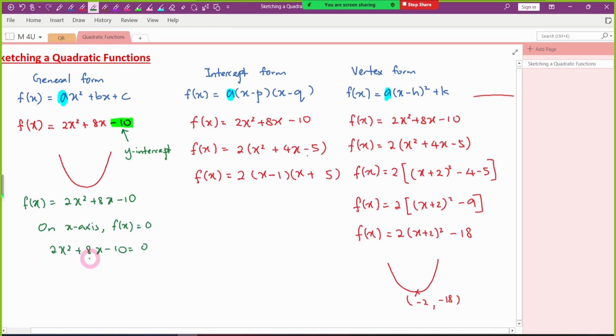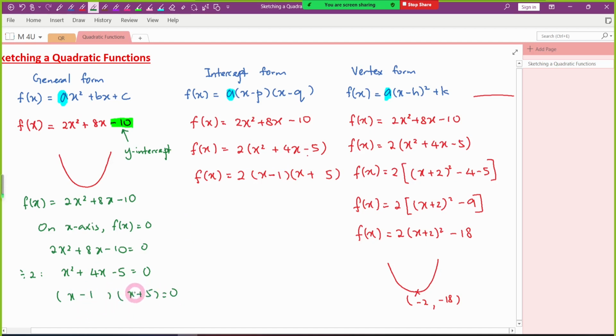To make it easier for me to do the factorization, what I'm going to do is divide it by 2. This is an equation now, so we can divide it by 2. Every single term here, we divide by 2. 2x squared divided by 2, you will get x squared. 8x divided by 2, you will get 4x. Negative 10 divided by 2, you will get negative 5. 0 divided by 2, you will get 0. Now, let me do the factorization over here. Let me just copy from here. So x minus 1, x plus 5.